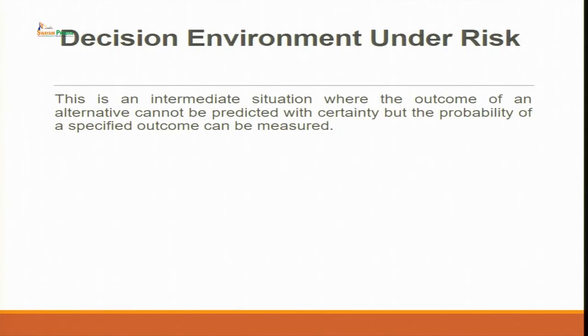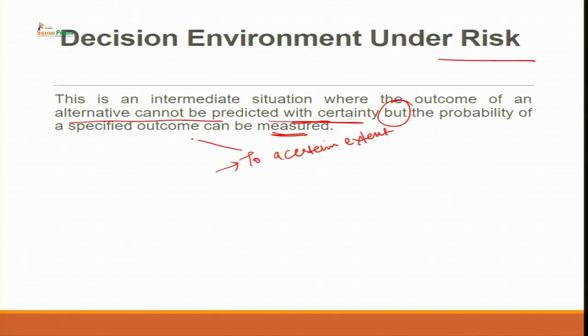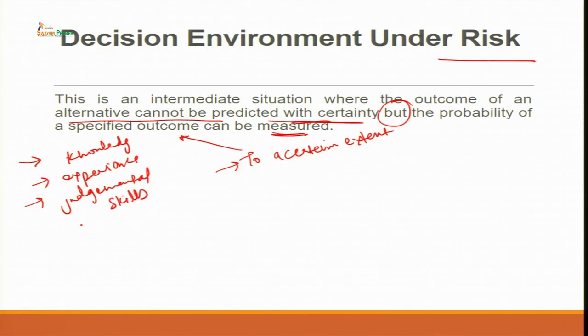The next approach is the decision environment under risk. This is an intermediate situation where the outcome of an alternative cannot be predicted with certainty, but the probability of a specified outcome can be measured. So, we can say that to a certain extent we have know-how of what is going to be the outcome of this decision. How do managers decide in this risk scenario? That is based on their knowledge, their experience and their judgmental skills. Together with the adequate information they have got, managers can predict the desired outcome.